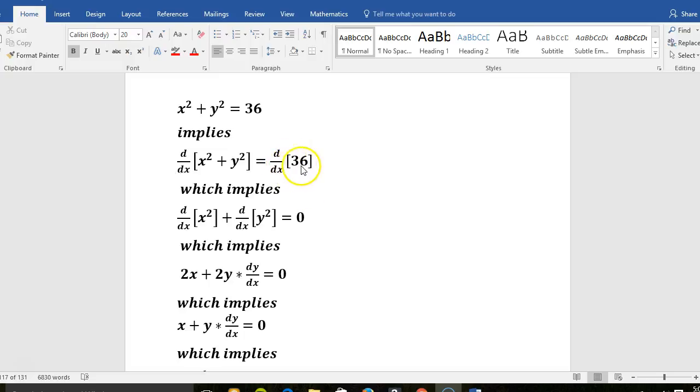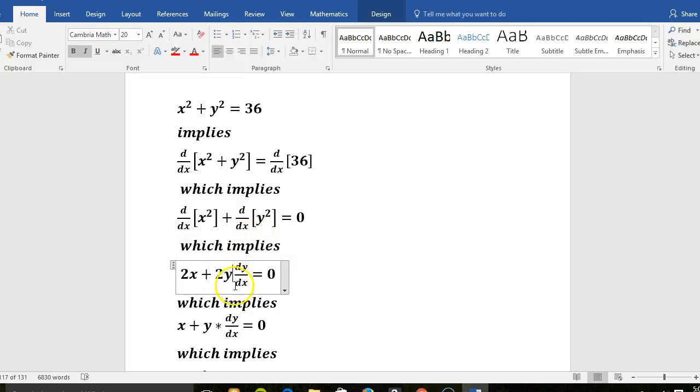Now the derivative of a constant is just 0. d by dx of x squared, that's just 2x. d by dx of y squared, now watch out. That times sign is correct, but sloppy. d by dx of y squared is 2y dy by dx, and I wanted to get rid of that sloppy times sign. Nothing wrong with it, but it was sloppy.